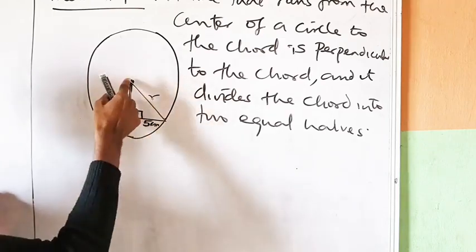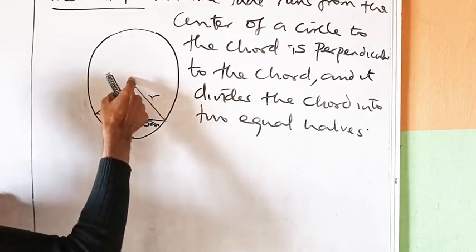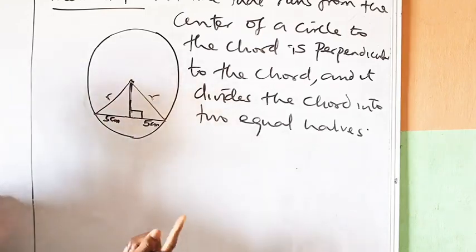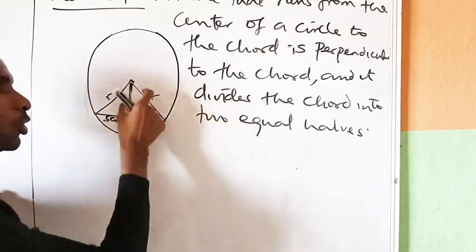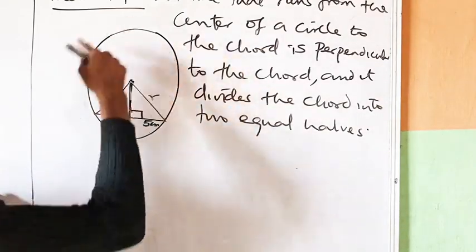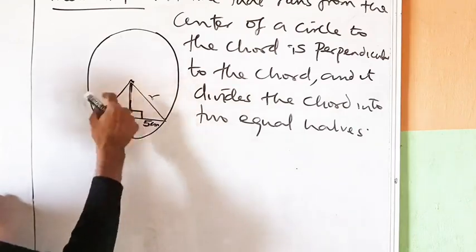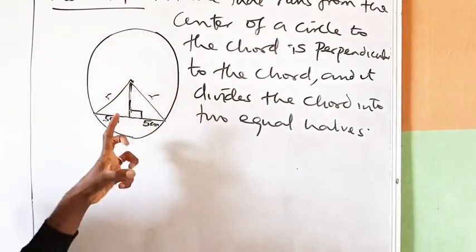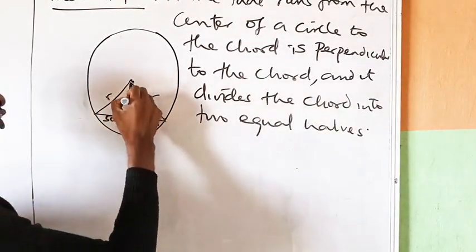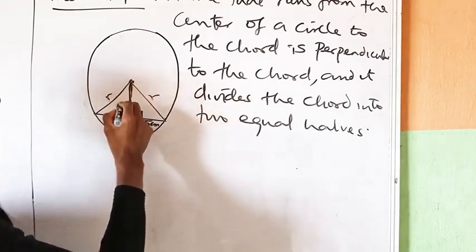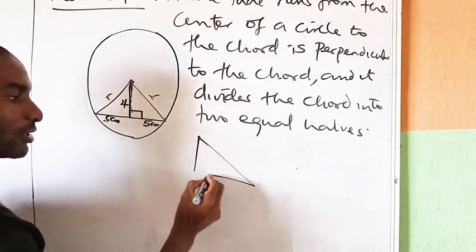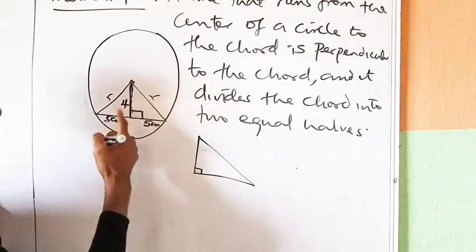It can ask you to find the distance from this center to the chord. They can ask you to find the length of the chord. But just know this is a triangle in a circle, and so to answer a question like this, it will now lead you to Pythagoras theorem. So if the length of this portion is 4, and here is 5, you just bring out the right angle triangle. So now you have a right angle triangle.